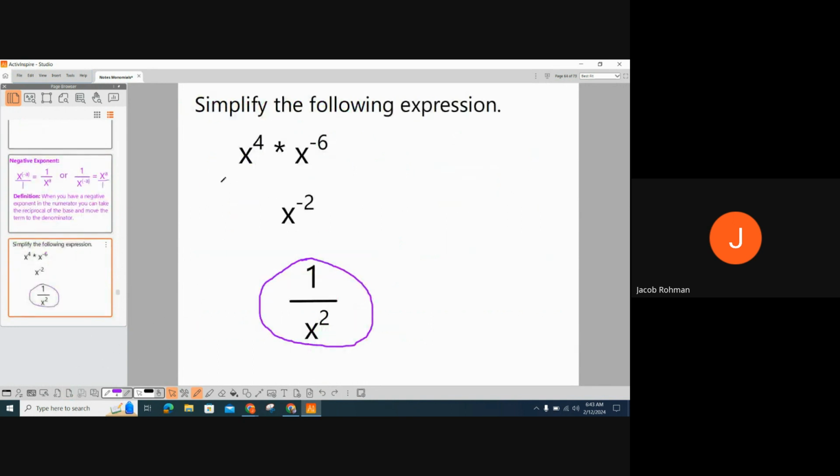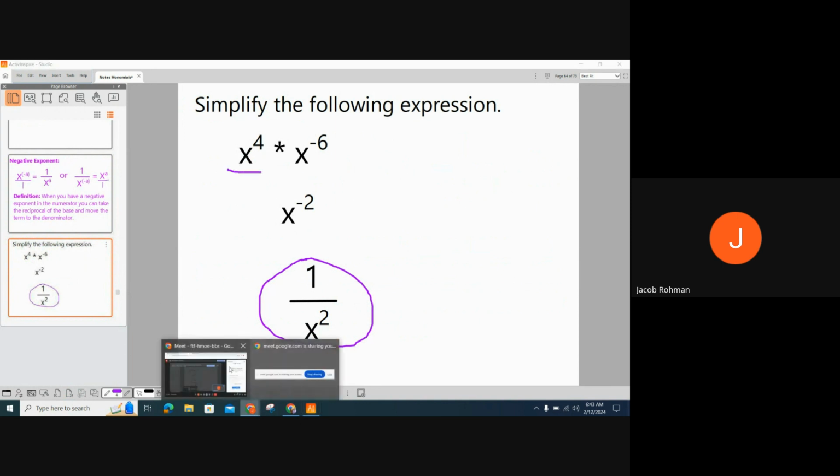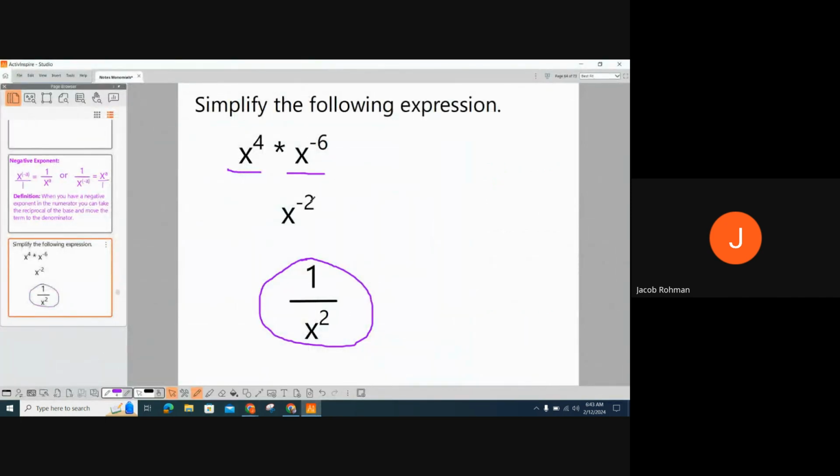So what we have here is when we're multiplying x to the 4th power, and we multiply x to the negative 6th power, that gives us, adding the exponents, right? We're saying 4 plus negative 6, that's going to equal negative 2. But remember, this can be written as a fraction as x to the negative 2 over 1. So if we wanted to rewrite it, we would flip the fraction. So that would be the reciprocal. And then this 2 turns positive.